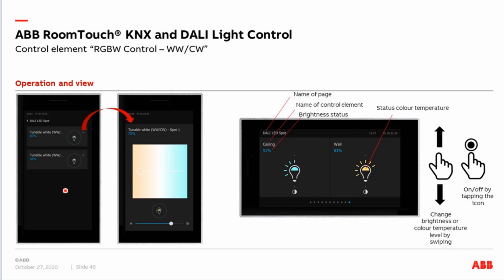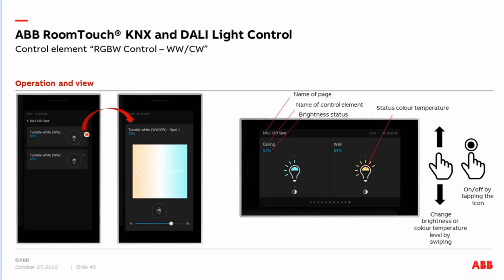So now on the left side, you can see the portrait mode. You get here, for example, a room; this is the name of the room. And here you also get the name of the control element. It really makes sense to write here ceiling or wall, whatever you want. By tapping here, again, we can switch on and off. We see here also this is a more cold white icon, and here this is a more warm white icon. So the end user can also see the status of the color temperature.